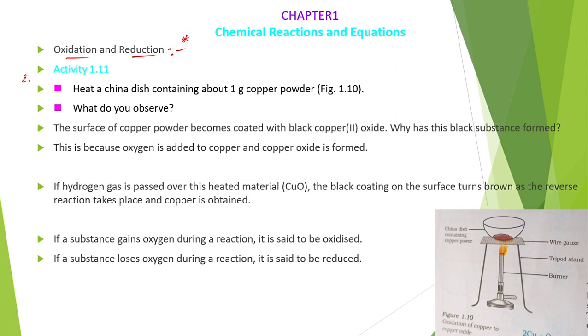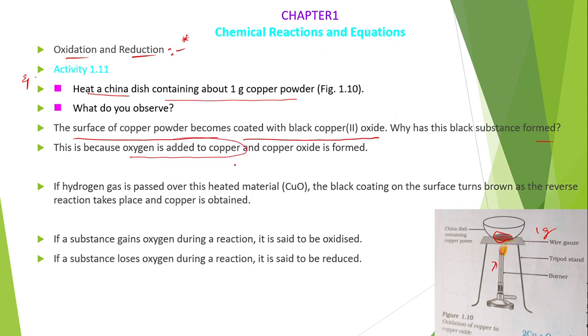See, an example we will see, that is an activity. Heat a china dish containing 1 gram of copper powder. He has taken copper powder of 1 gram. And this copper powder is heated using a burner. The surface of the copper powder becomes coated with black copper oxide. Why has this black surface formed? This is because oxygen is added to copper.